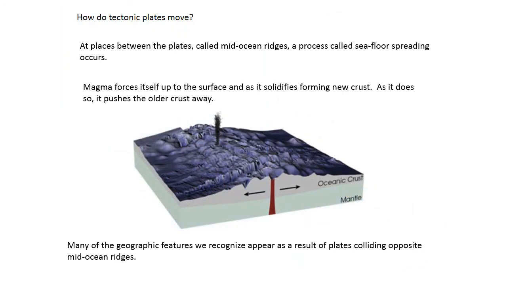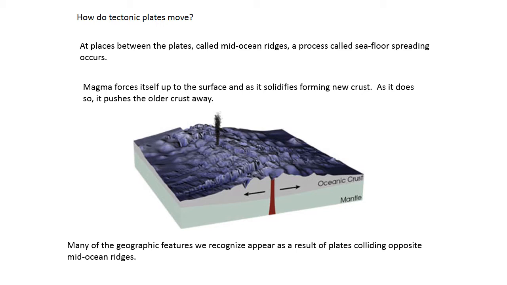How do plate tectonics cause the continents to move? The plates are pressed together tightly, but at those areas where two plates meet, called tectonic boundaries, the fluid asthenosphere and solid lithosphere can interact. At some of these boundaries, called mid-ocean ridges, a process called seafloor spreading occurs. Magma forces itself up to the surface from the asthenosphere, pours out onto the old crust, solidifies, and forms new crust. As it does so, it pushes the older crust away.